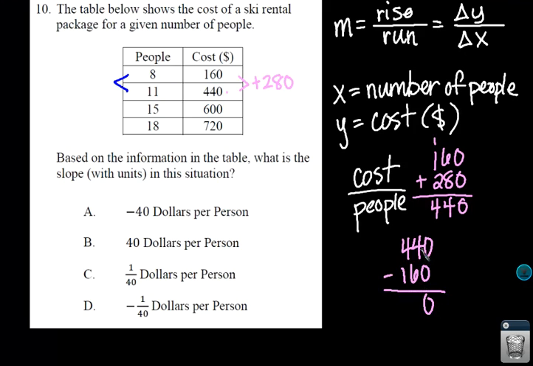Can I take 6 from 4? No, got to borrow from this 4. That becomes a 3. 14 minus 6 is 8. 3 minus 1 is 2. So there's our 280. And what's the change in X? Plus 3. So the ratio of the change in Y to the change in X is going to be 280 over 3.